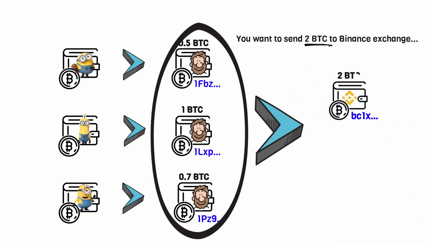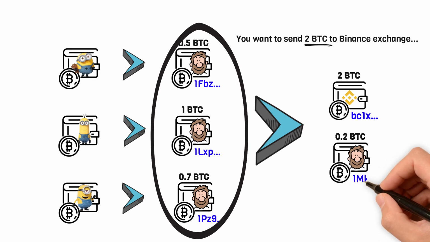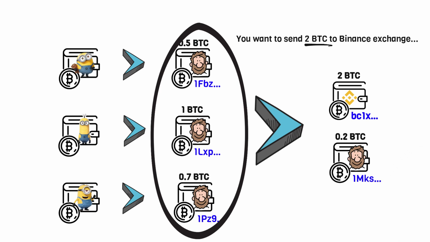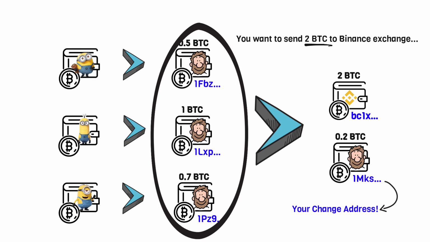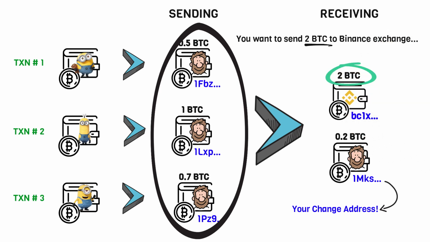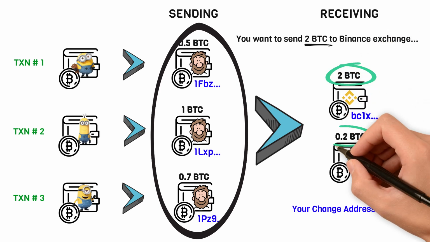It sends 2 Bitcoin to Binance, and because you didn't have the exact amount, 0.2 Bitcoin comes back to you as change. And as we covered earlier, your wallet automatically creates a new change address for you to receive that leftover amount. This is why you'll often see multiple addresses on the sending side and receiving side of a Bitcoin transaction. What you're actually seeing on the blockchain is your wallet gathering the digital bills you received in past transactions, using them to make a new payment, and then sending any leftover amount back to you as change.